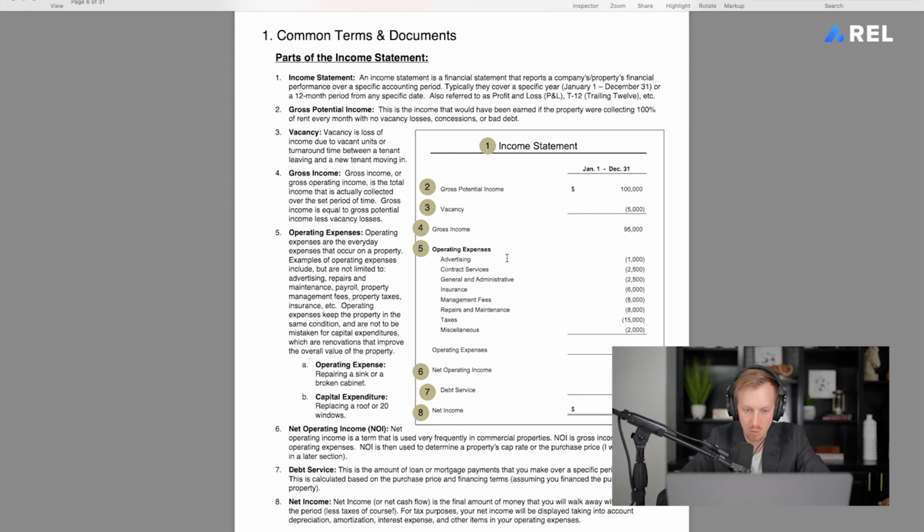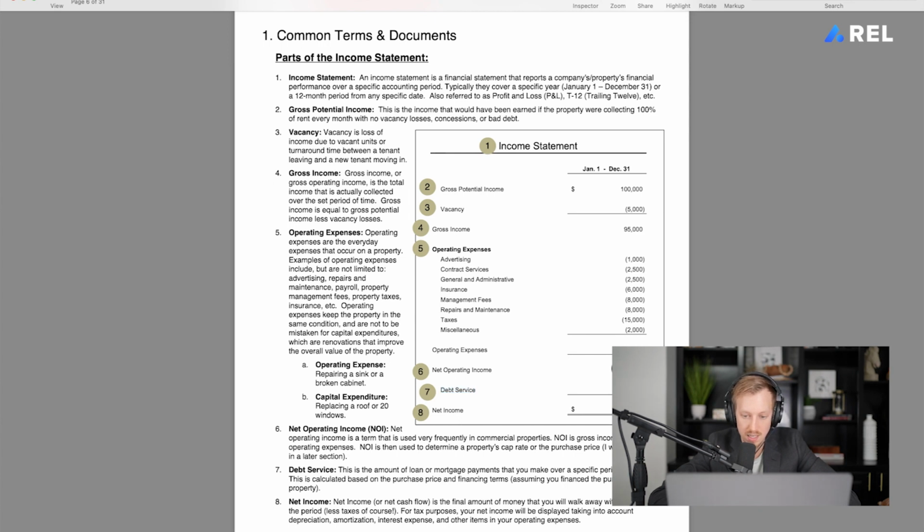Below that, we're going to take our gross income and subtract our operating expenses. From that, we get the almighty net operating income. This is a really important number. Net operating income, or NOI, is defined as operating income minus operating expenses. So our gross income minus the operating expenses is our net operating income. This dollar amount could also be defined as the amount of money one would make if they bought a property cash. If you bought this property cash, then you wouldn't have any debt service. You don't have a mortgage.